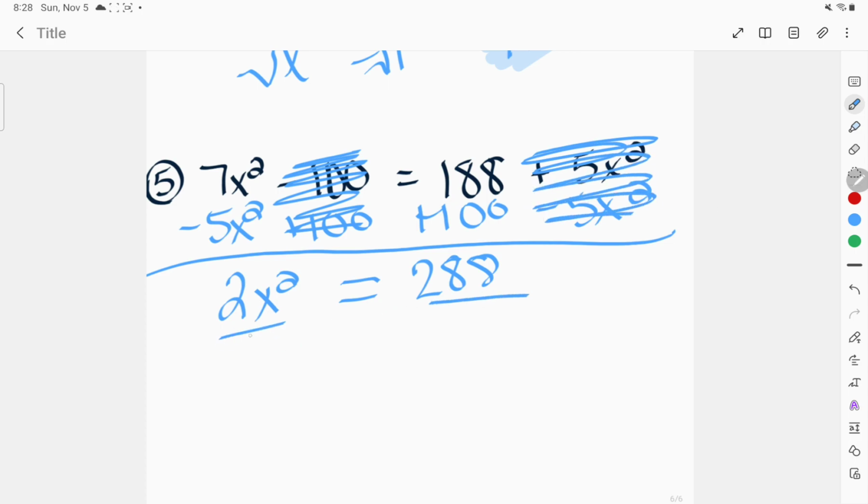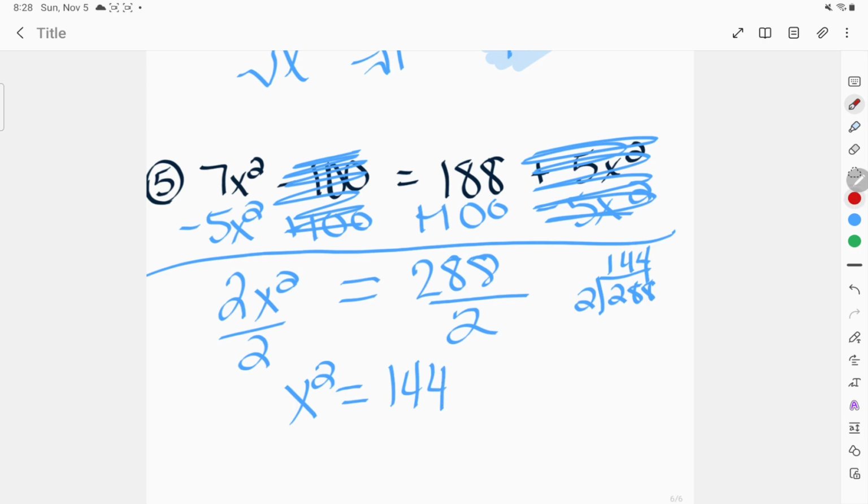Then I'm going to divide. Again, this is stuff that you should be able to do without even thinking. This is stuff that we've been doing the whole time. X squared equals 288 divided by 2, which is 144. When you take the square root of both sides, x equals 12.